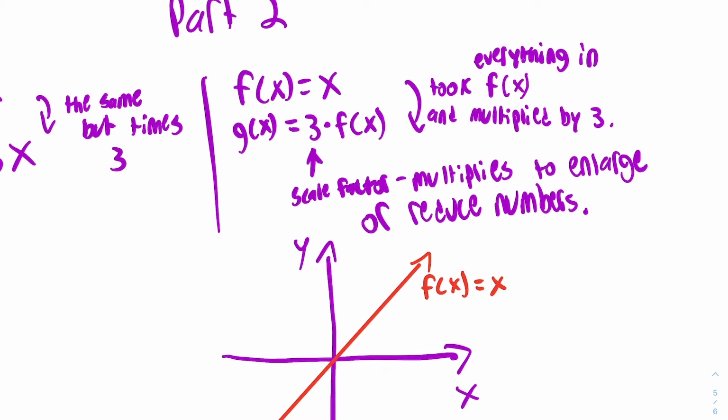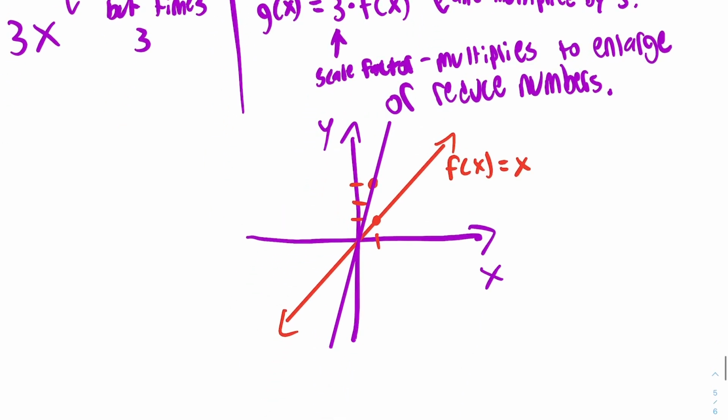So all that means is for any point that's on f, like (1, 1), g is going to be 3 times higher for its y. And every other point on f would also be 3 times greater on g. Every y on g is going to be 3 times greater than a y on f for the same x.